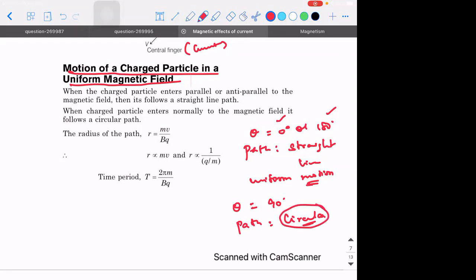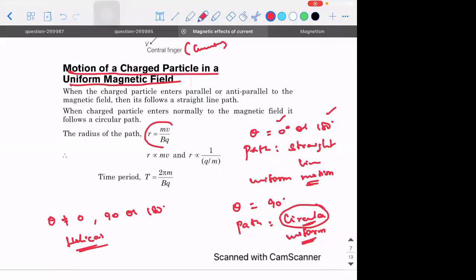So what kind of circular motion? Is it uniform or non-uniform? Uniform. It is uniform circular motion because there is no tangential force existing for it. There is only centripetal force existing. Similarly, theta equal to any angle other than 0, 90 or 180 gives a helical path.